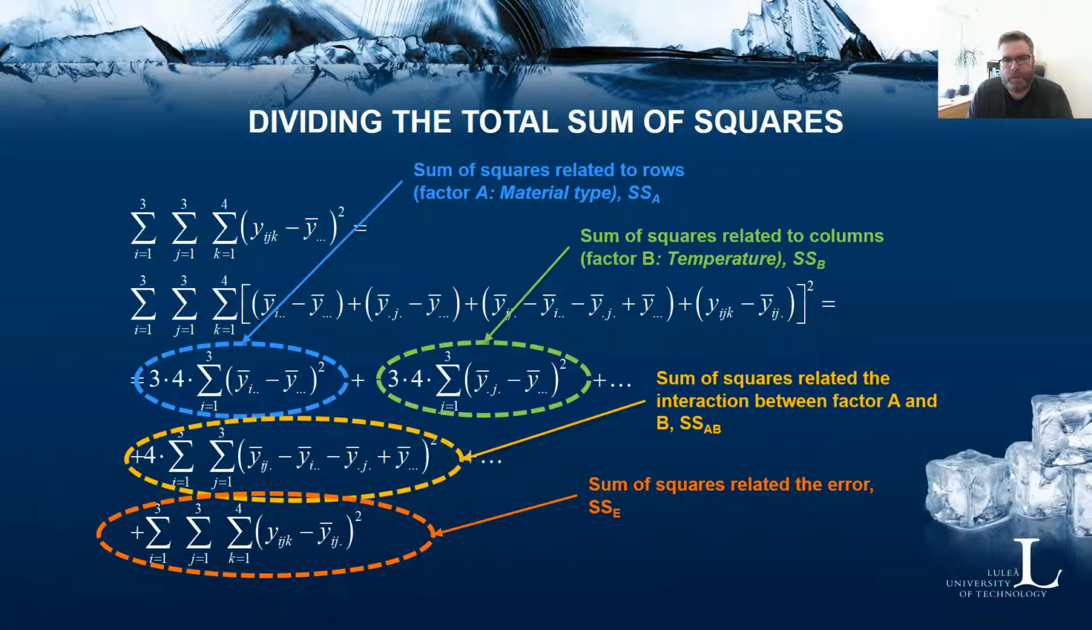So what we want to do now is to test if the parts of variation that are related to effects, that is material type, temperature, and interaction, are considerably larger than the variation part due to noise. To say it in simple terms, that's what we want to do. And in order to do that, we need to construct some form of hypothesis test.